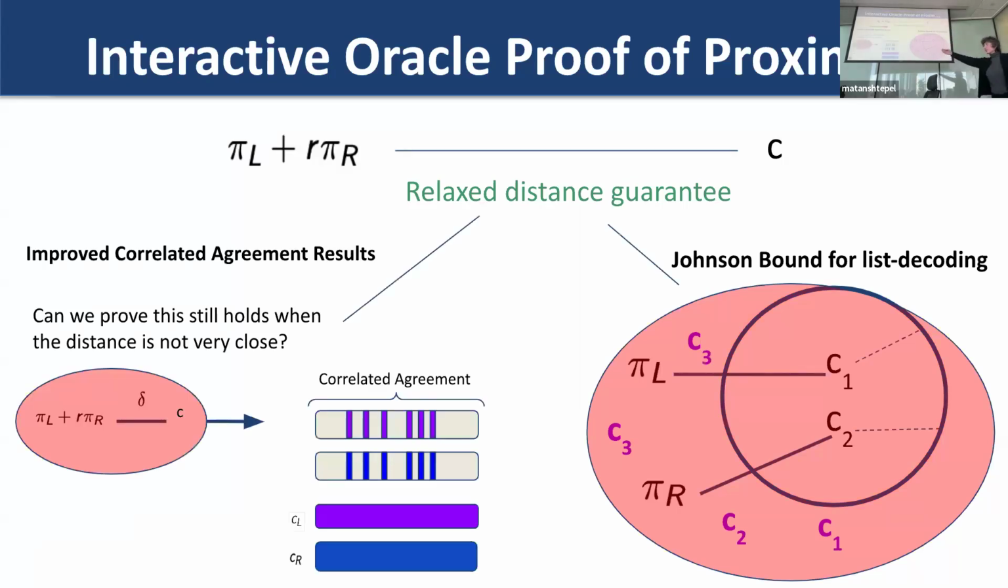But the second issue, which was harder to prove, was that if pi_L plus R times pi_R is delta far from C, and delta is now the list decoding radius instead of the unique decoding radius, can we still prove correlated agreement? And that was hard to prove. I think they did it in like three different results, getting the bounds tighter and tighter each time. For Reed-Solomon? No, actually not only for Reed-Solomon. I'll show you in the next slide.